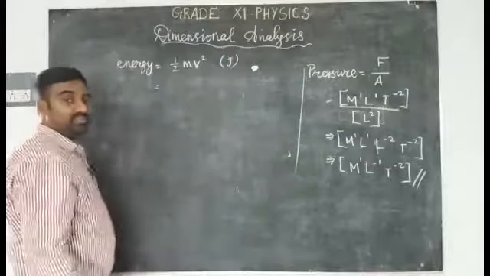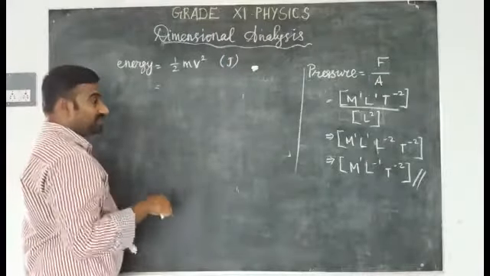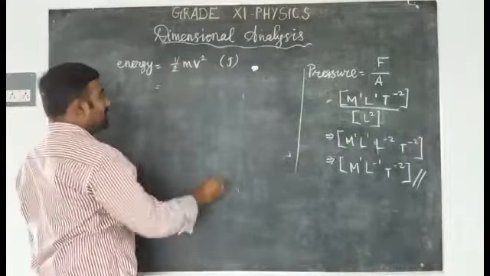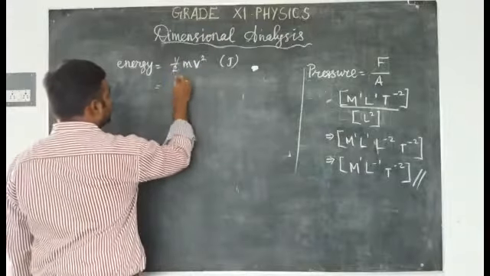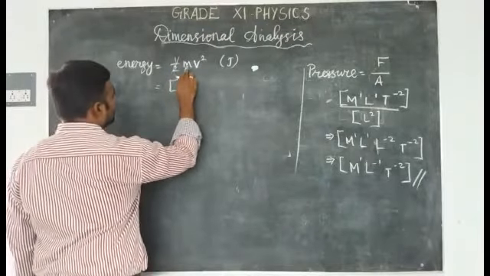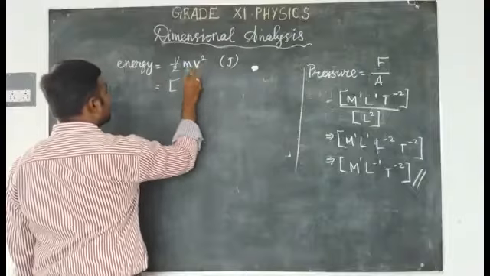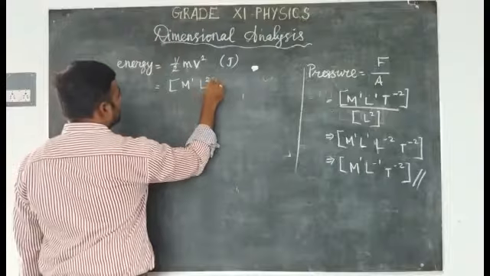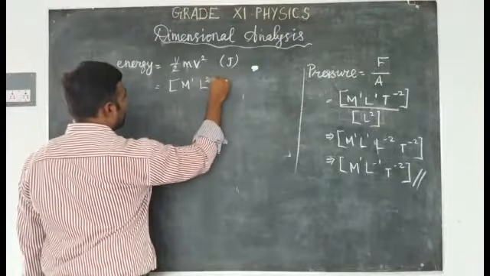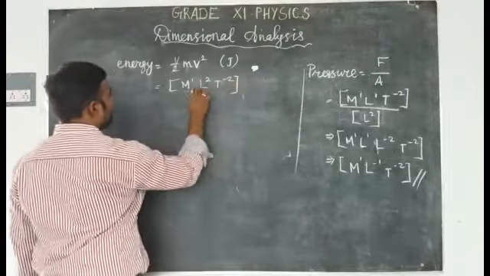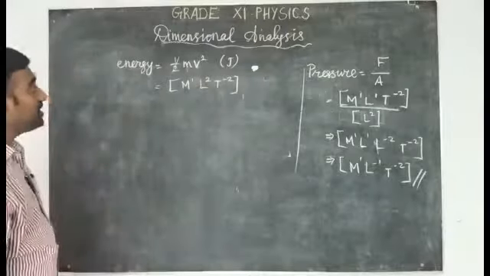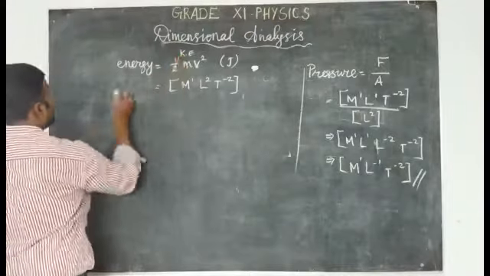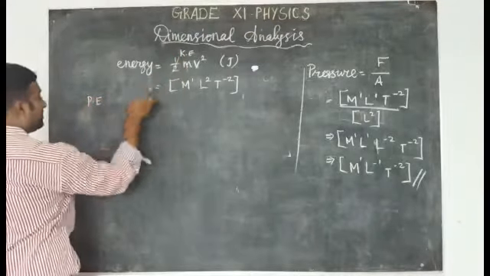For this half mv square, we are going to set the dimensional formula. For the constant number we cannot set a dimensional formula, only for the other quantities. Here m is the mass, v is the velocity. For mass, M power 1, and velocity is meter per second, so meter square per second square. So M L square T power minus 2. This is for kinetic energy.